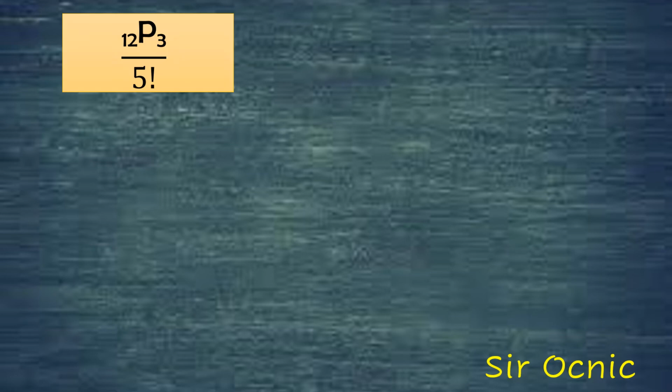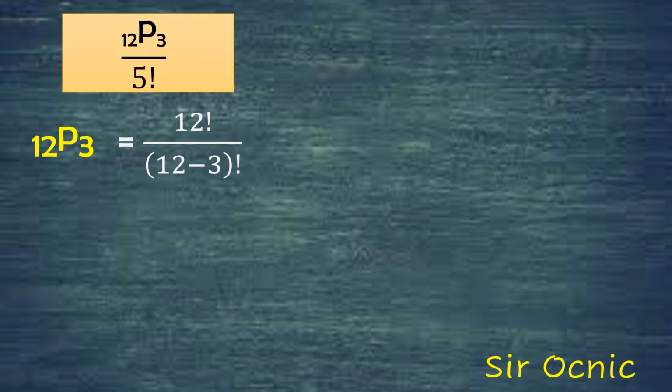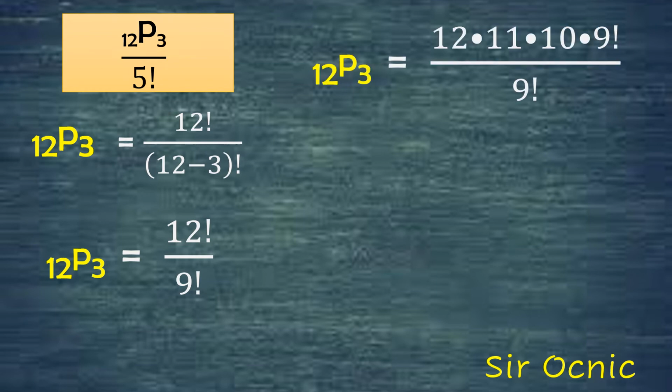Permutation of 12 taken 3 at a time divided by 5 factorial. Let us solve first the permutation of 12 taken 3 at a time. That is equal to 12 factorial all over 12 minus 3 factorial. Or simply, 12 factorial over 9 factorial. Expanding the numerator, that is equal to 12 times 11 times 10 times 9 factorial over 9 factorial. Cancelling the common factors, that is equal to 12 times 11 times 10, which is equal to 1,320.